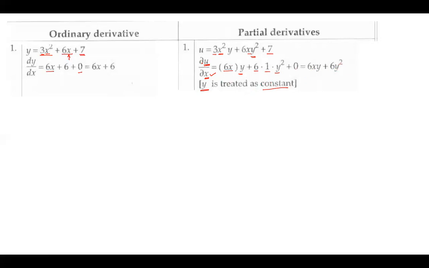Now similarly, let's find dou u by dou y. When we need to find dou u by dou y, we need to treat the other variable, that is x, as constant. So what do we get? The function is the same, 3x squared y. Now we need to differentiate only y. So 3x squared as it is, the derivative of y is 1, plus 6x as it is, treat it as a constant, and the derivative of y squared gives us 2y. The last term is 7, a constant, and the derivative of a constant is 0. So if you simplify, the final answer for dou u by dou y is 3x squared plus 12xy.